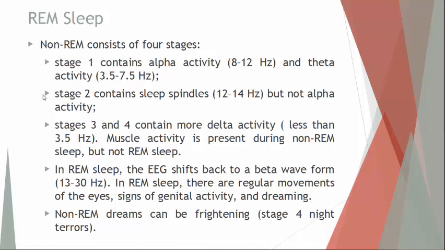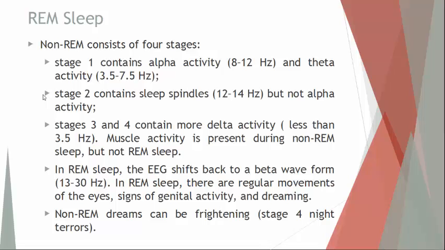Stage 3 and 4 will have a higher percentage of delta activity, and this activity will be less than 3.5 hertz, anywhere from 0 to 3.5 hertz. Stage 4 is when you have more than 50% of your overall activity being delta. So it's a gradual change between stage 3 and stage 4.